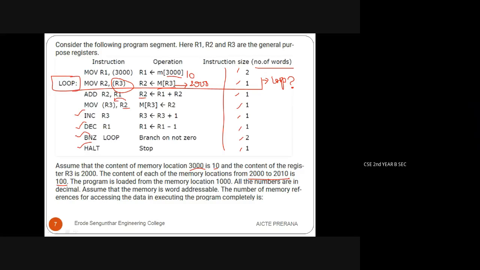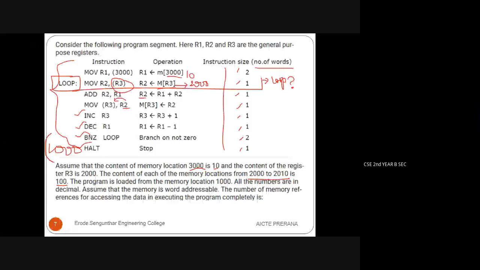So the program is loaded from the memory location 1000. We are seeing this whole program, and its content is loaded from location 1000. From 1000 it is moving. All the numbers are in decimal. Assume that the memory is word addressable.